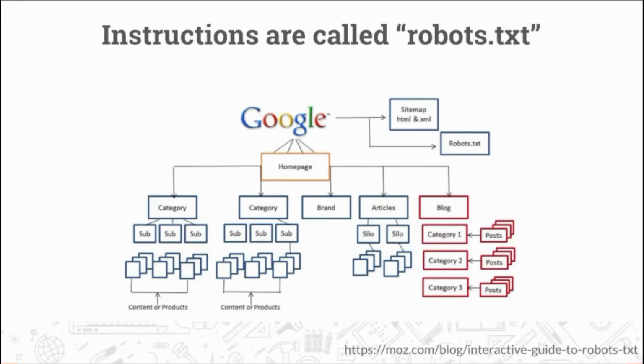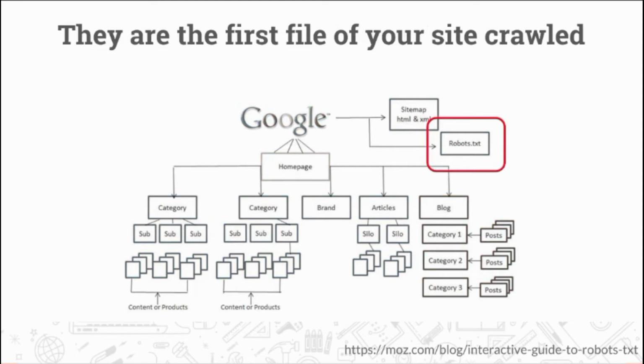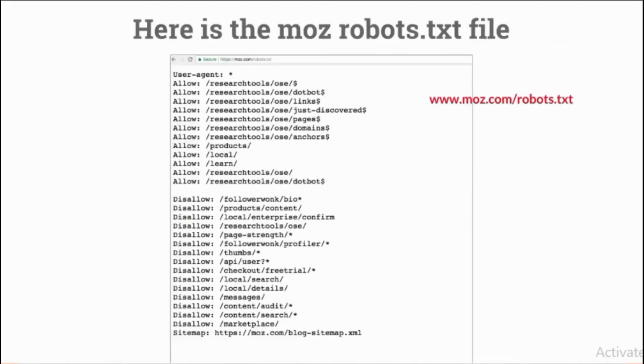Robots.txt are instructions for a web crawler because when web crawlers hit a site, the first thing that they're going to do is read the sitemaps and they're going to read the robots.txt file. So you can see here in this graphic that as soon as the search engine hits a site, the first thing it's going to do is go read the robots.txt. Let's take a look at that.